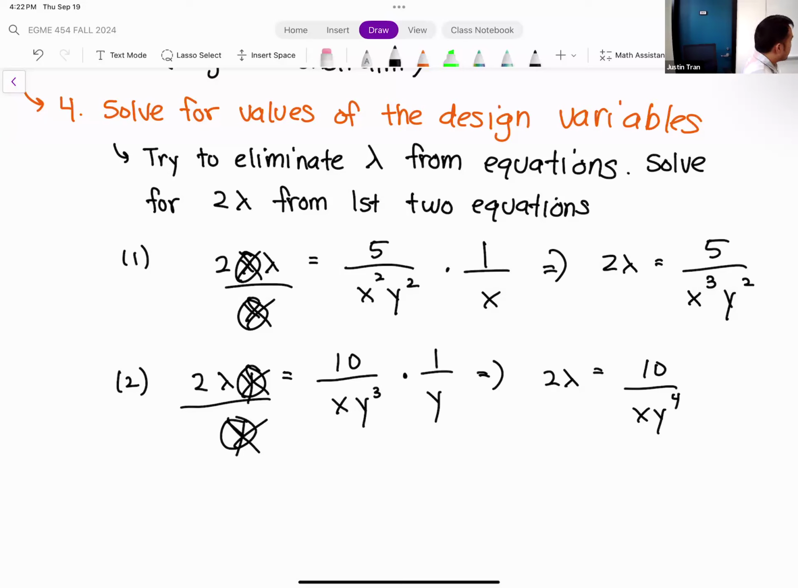All right. So this is great because if we look at what we have for equation one and what we have for equation two, they both have values for 2 lambda, right? And so if both of those things are equal to 2 lambda, then those two things must equal each other.